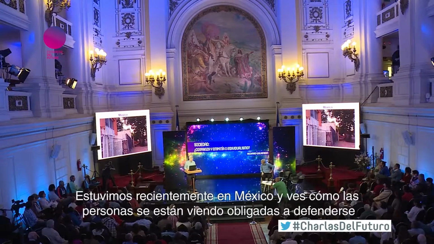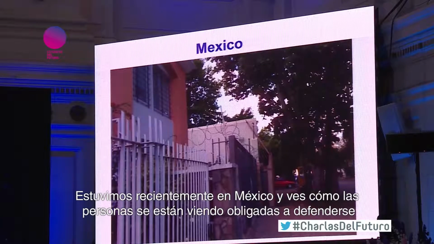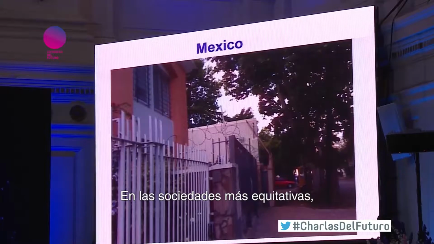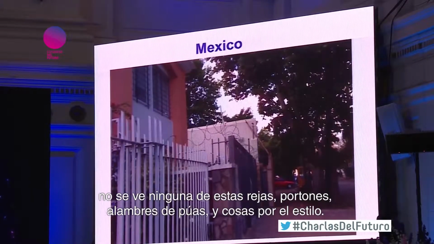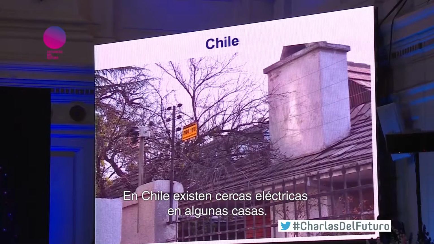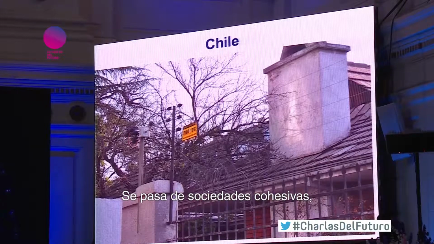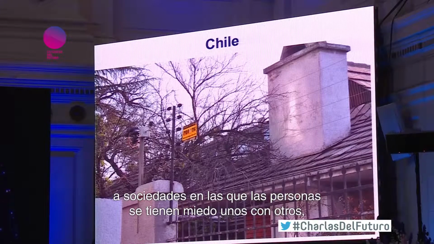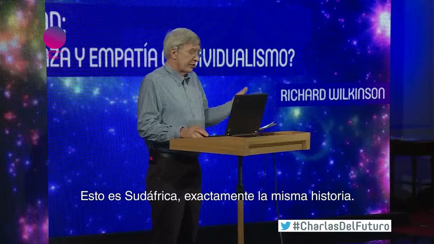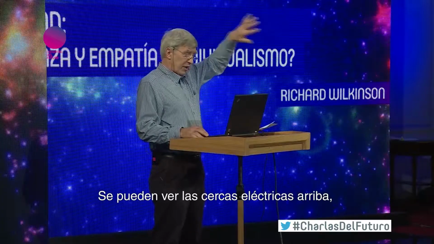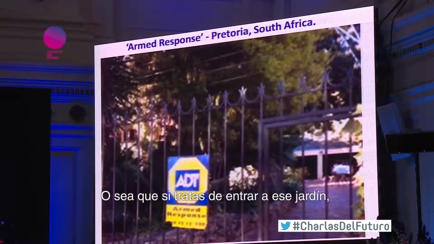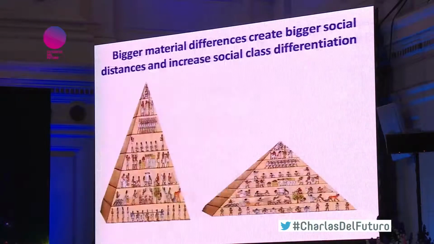And you can see that. We were recently in Mexico, and you see how people are having to defend themselves from others in their society. In more equal societies, you don't see any of these bars and gates and razor wire and so on. In Chile, here are electric fences in some houses. You move from cohesive societies to societies where people are afraid of each other, with the biggest income differences. This is South Africa, exactly the same story. You can see the electric wires on top, and that notice says armed response. So if you try and get into that garden, you may be shot.